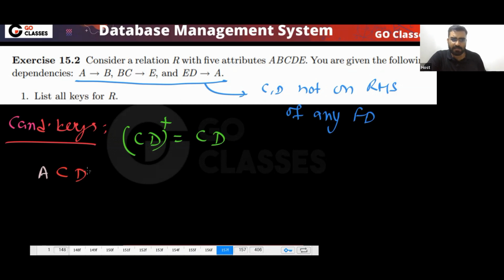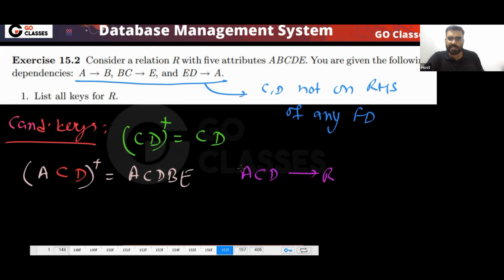Let's check with A. So what will happen? A, C, D. A can determine B. And this BC can determine E. Okay, this BC can determine E. So everything is determined. So I can say that ACD can determine the whole relation. So this is a candidate key. Okay. So this ACD, this is a candidate key.